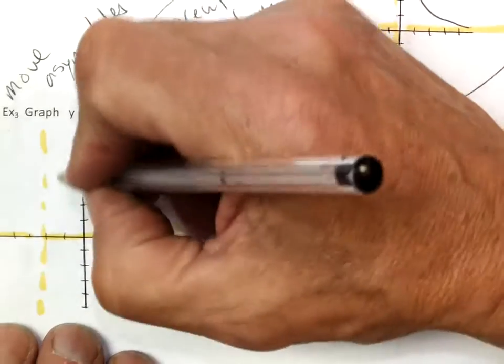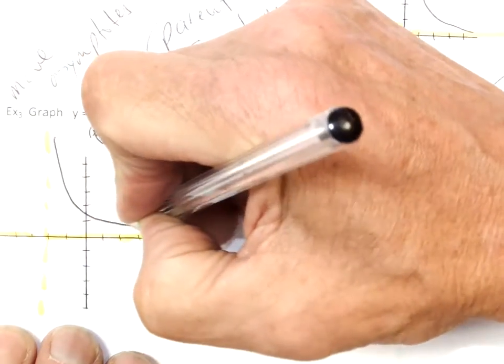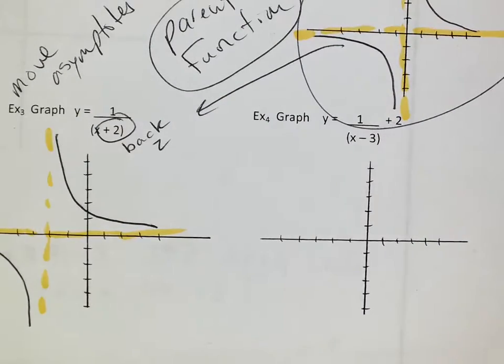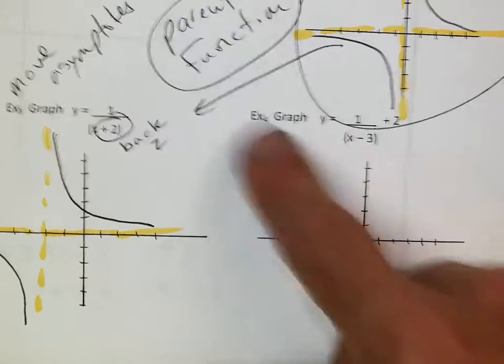Let's just draw it in. It doesn't have to be perfect. We don't have to have a perfect graph yet. We just need the right shape, okay? That's the shape. All I want you to know is what a rational function looks like today. They look like this, okay?